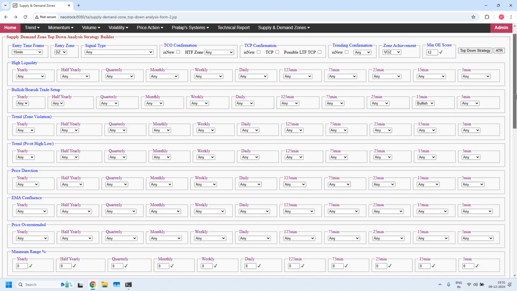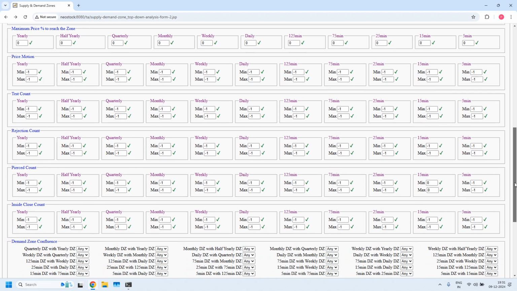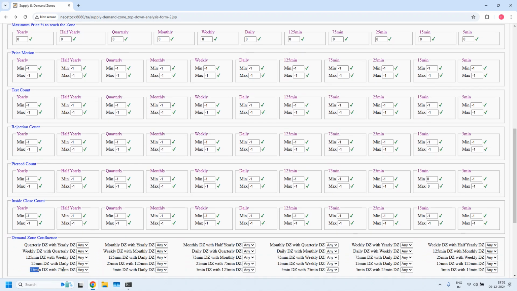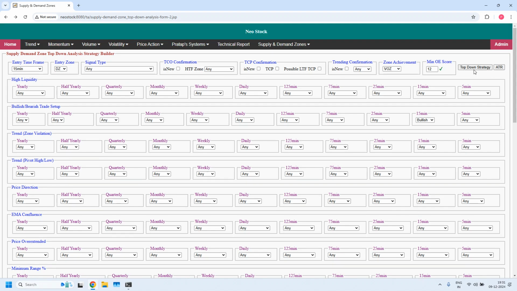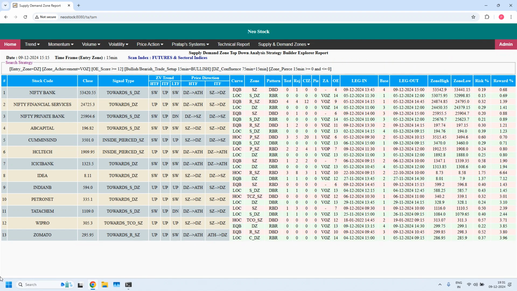That is 15 minutes demand zone with 75 minutes demand zone confluence. I am enabling that filter. So with this filter, out of 15 stocks, we got 13 stocks. In all these 13 stocks, 15 minutes entry time frame demand zones are part of the 75 minutes demand zone. And 75 minutes trend is up in all these stocks.